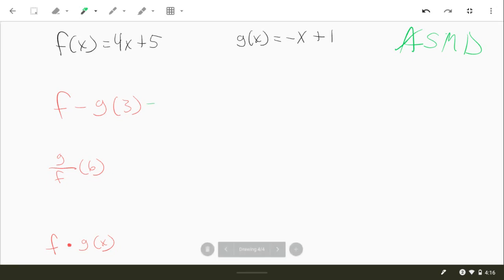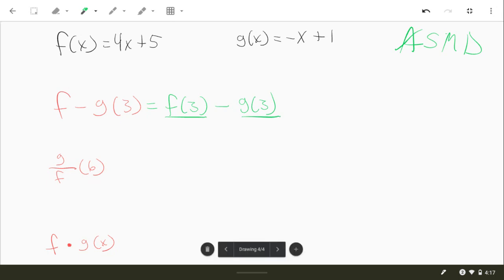Okay, so this is the important part. You need to remember this. F minus g of 3 can be rewritten as f of 3 minus g of 3. So what we're actually doing is we're finding f of 3, finding g of 3, and then we're subtracting them.